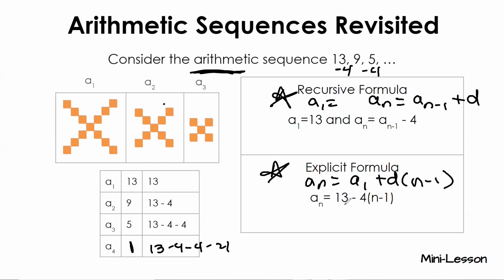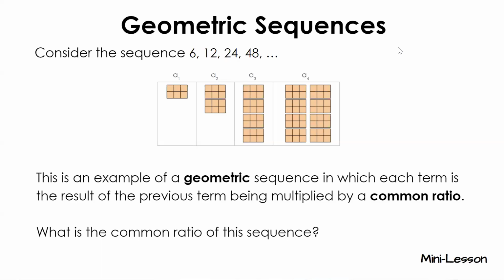Okay. So, the new thing, geometric sequences. Arithmetic was adding and subtracting. Geometric is going to be multiplying. So each time on that first one that we talked about was multiplying by 2. So that's what we're going to call a common ratio. Last time we had a common difference. This time we're going to have a common ratio. So our common ratio is 2.